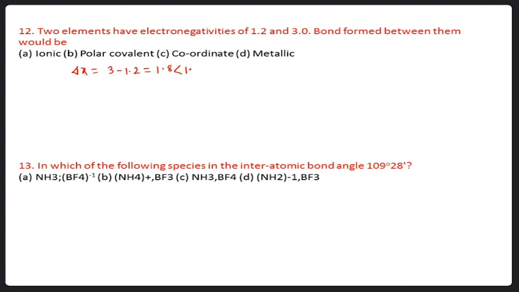So it is less than 1.9. If the value is less than 1.9, then we can say this has some covalent character, that is polar covalent. If it is greater than 1.9, then it should be ionic. So now it is polar covalent. You have to remember that data, less than 1.9.